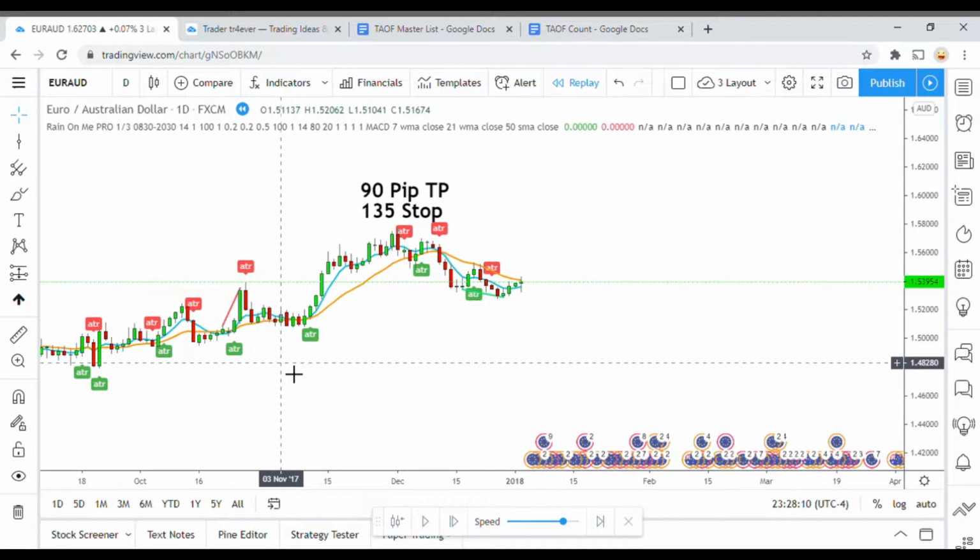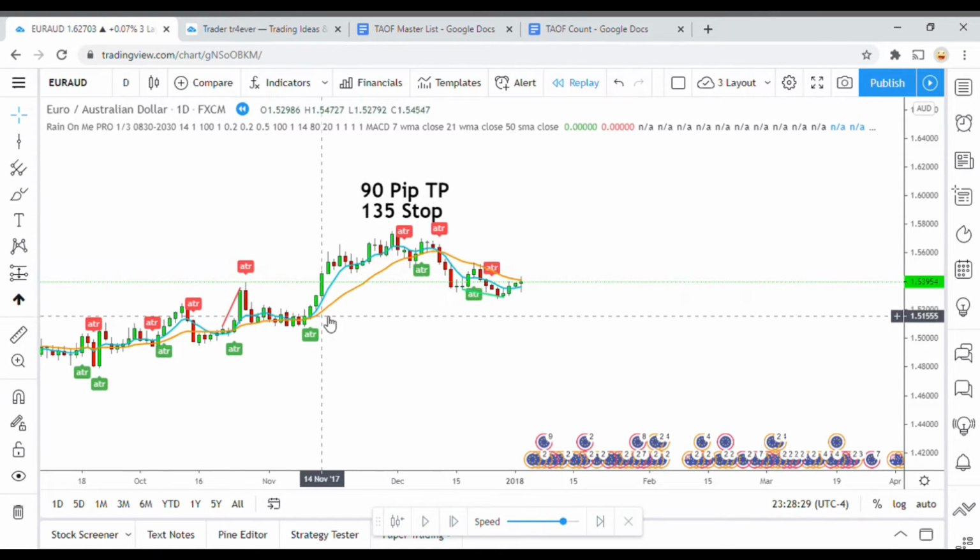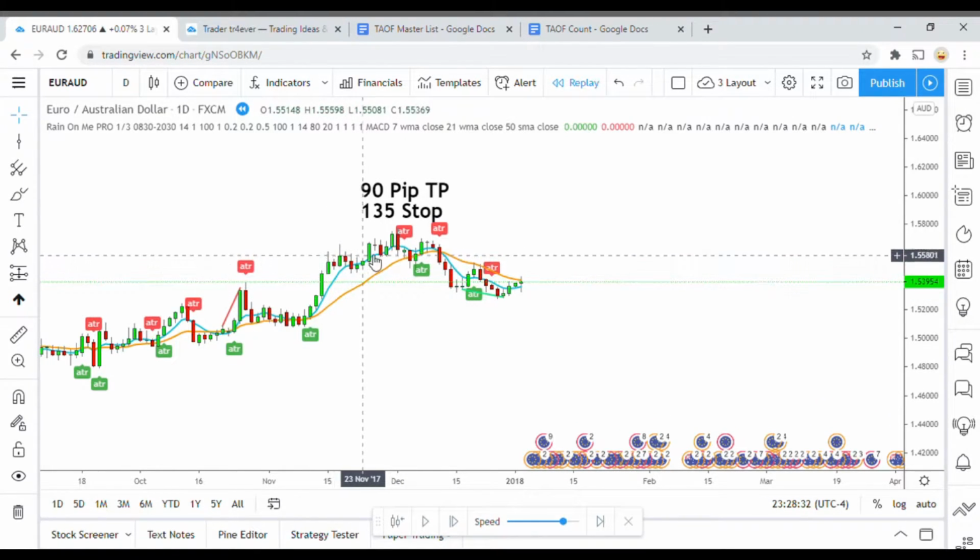Now, this one is a two-step process. And so we need to be mindful of the overall trend analysis of the indicator itself. And so we have this blue line here and an orange line.